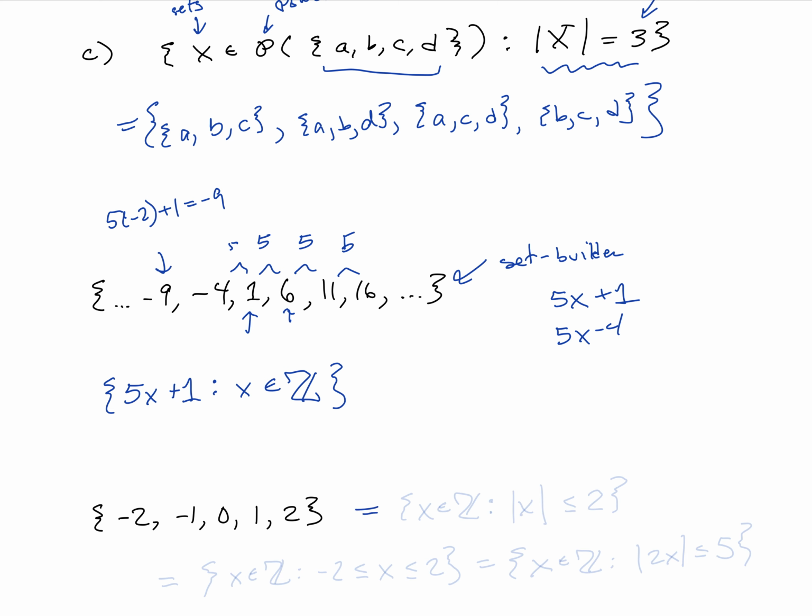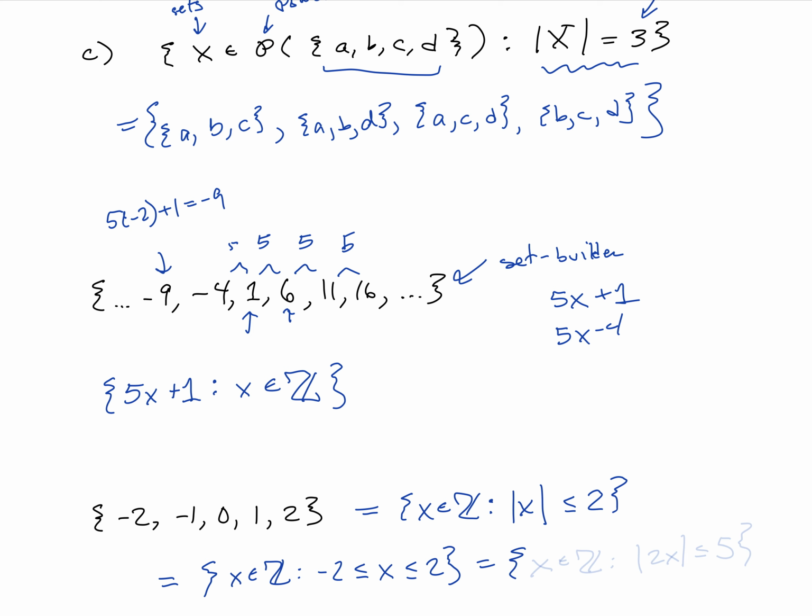One option is that we could write it, say, as x in the integers, because these are positive and negative whole numbers, such that, let's say, the absolute value of x is less than or equal to 2. That would be one option. Another option could be x in the integers, such that negative 2 is less than or equal to x, which is less than or equal to 2. And there are certainly other possibilities as well.